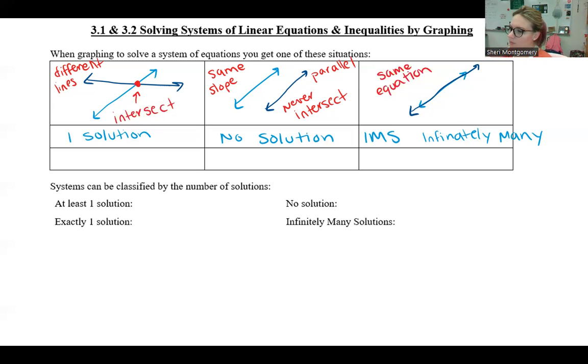Down below, you've got some words. It says that systems can be classified by the number of solutions. So there's some words that we call these. When you have at least one solution, you are called consistent. If you have no solutions, you are inconsistent. So you just add an IN on the front.